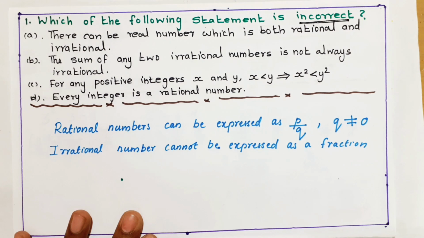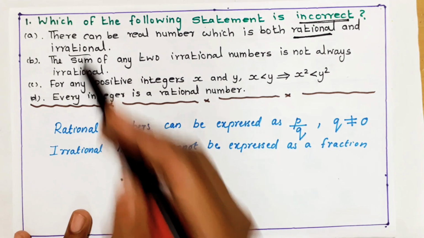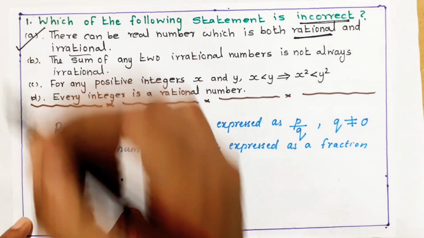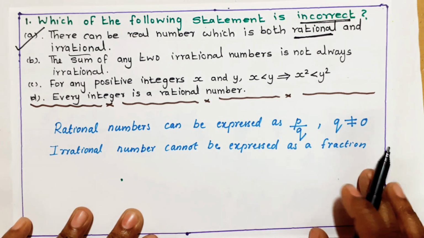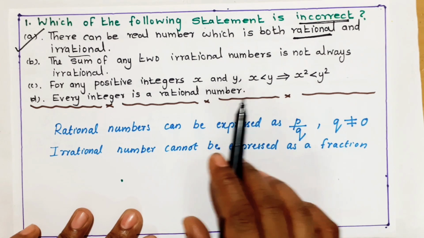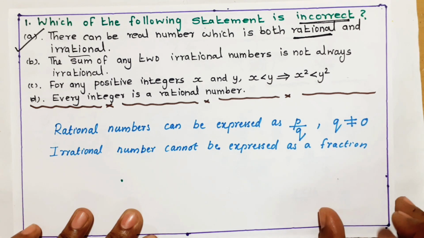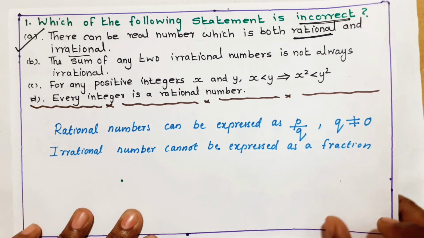The first statement, if you see, says there can be a real number which is both rational and irrational. That is a wrong statement, because a number cannot be rational and irrational at the same time, right? So that is a wrong statement only. But you just go through the other statements also. The sum of two irrational numbers is not always irrational. It can be a rational number also. For any positive integers x and y, if x is lesser than y, definitely x square is lesser than y square. And every integer is a rational number. The other statements are all correct.